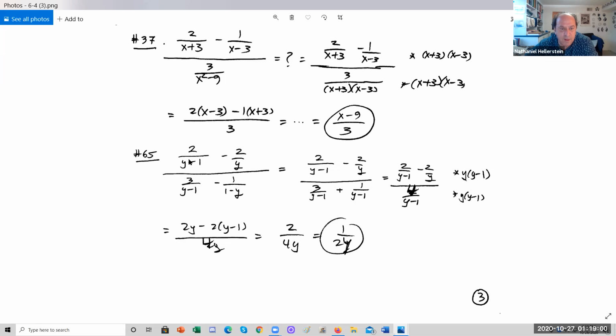And here we have 2 over y minus 1 minus 2 over y as the numerator, all that divided by 3 over y minus 1 minus 1 over 1 minus y. Now these are in opposite order subtraction. So we can swap this around, 1 minus y to y minus 1, and we change the sign, minus to a plus. Now these two terms have common denominators, so they combine to 4 over y minus 1.